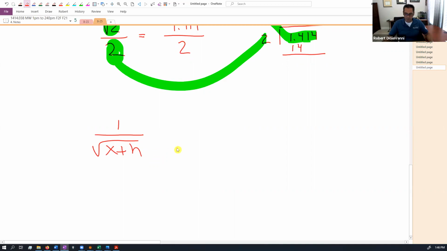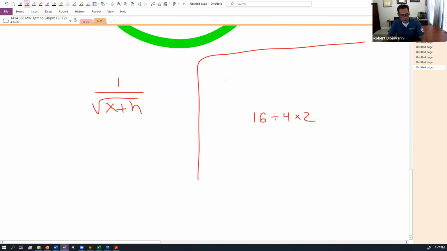Okay. You know what? I don't think I did show you, did I? No, I didn't show you the other thing. This one, 16 divided by 4 times 2. I didn't show you that. This is another example of where historically things kind of went off the rails.